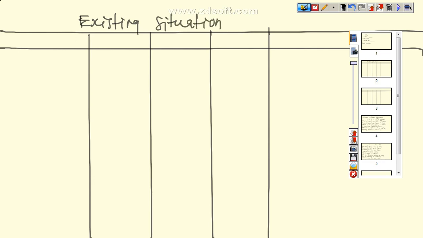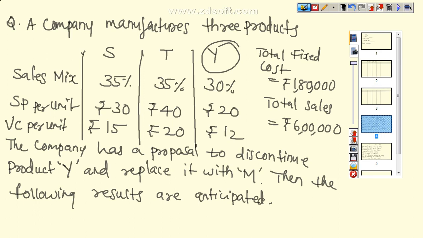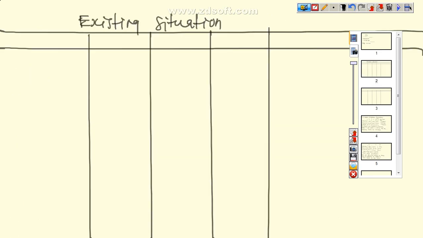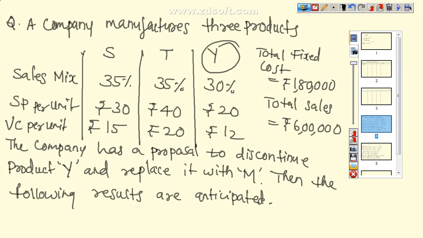Depending on the question, the number of columns may increase or decrease. So there are three products, so we have to make three columns here. So we write here S, T, Y. Here we write total, particulars. Now first we have to write sale. So total sale is given in the question, 6 lakh. Sales mix is also given for S, T, Y: 35%, 35% and 30%.